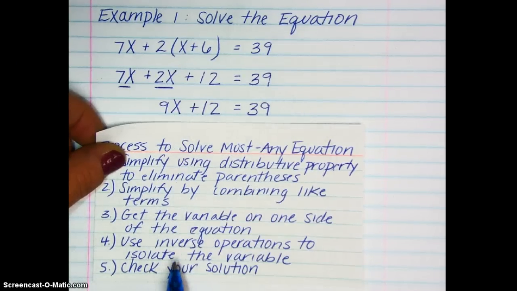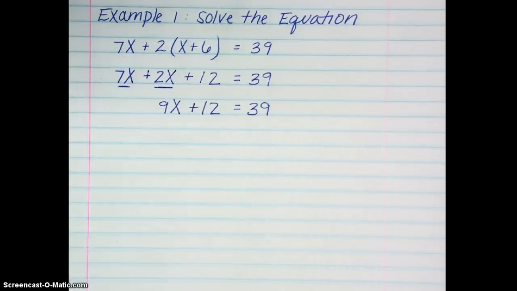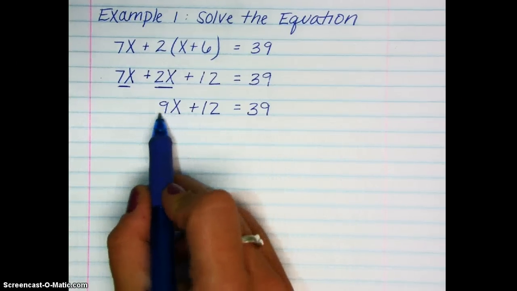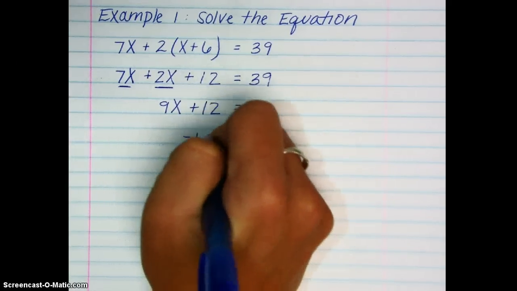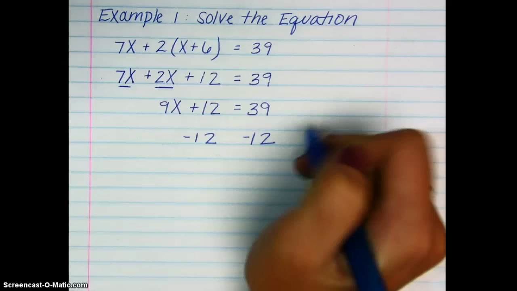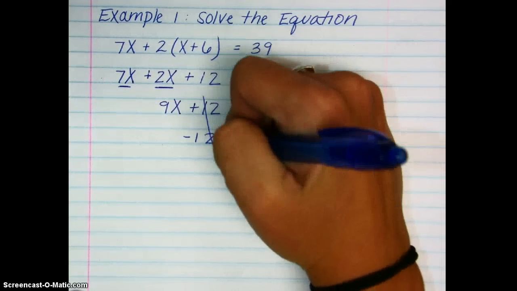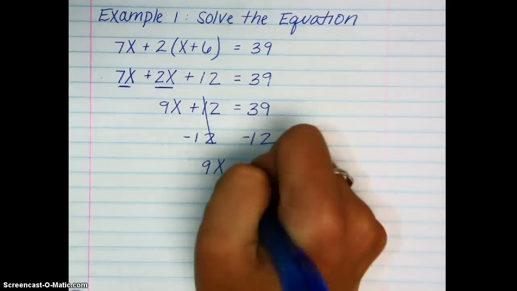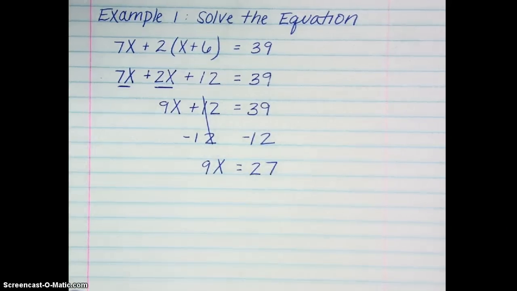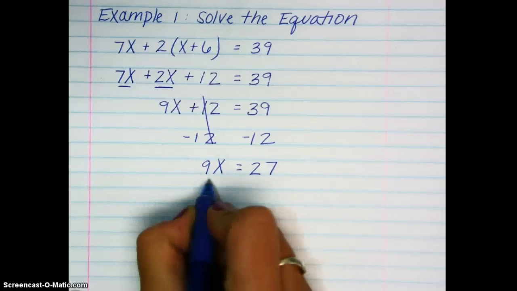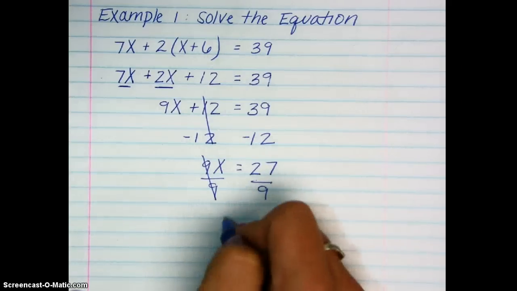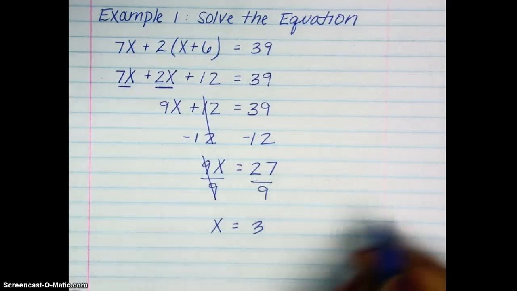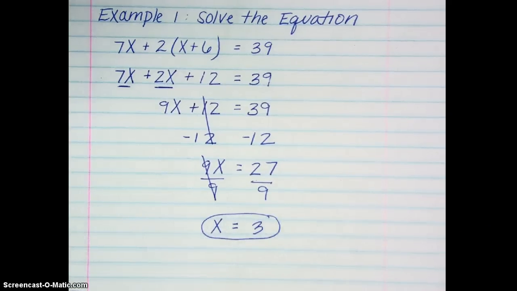So then we move on to using inverse operations to isolate the variable, get it by itself. So x is being multiplied by 9 and 12 is being added. So we need to do the opposite in the opposite order. First, take this 12 away. Whatever we do to one side, we do to the other side as well. 9x is equal to 27. X is being multiplied by 9, so we do the opposite. We divide both sides by 9. These will cancel, leaving you with x is equal to 3. And that's your final answer.